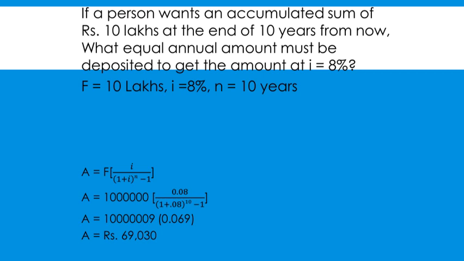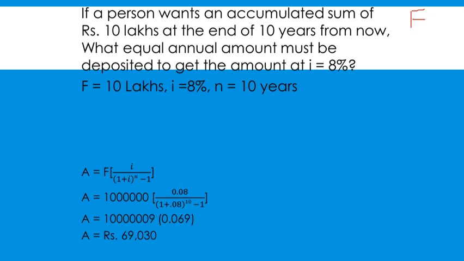The next problem is, if a person wants an accumulated sum of rupees 10 lakhs at the end of 10 years from now, what equal annual amount must be deposited to get the amount at I is equal to 8%? Again, the first step in every problem is to identify what is given and what is unknown, then which formula must be used can be easily decided. A person wants an accumulated sum. Accumulated sum means what? F. I have already said accumulated sum, future sum, compounded amount, they are all one and the same.